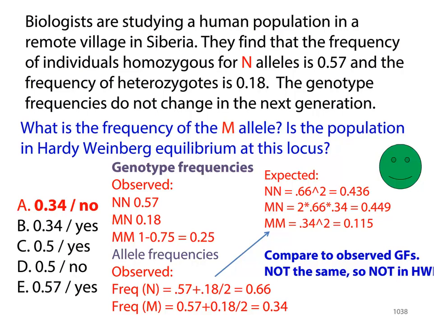All right? Now, this still doesn't tell you whether or not your population's in Hardy-Weinberg. What you have to do is compare your values between the observed and the expected. Observed for big N is 0.57. Expected, we saw 0.43. Observed, 0.18 for the heterozygotes. Okay, expected is 0.449. These numbers are not the same. Because they're not the same, it is not in Hardy-Weinberg.